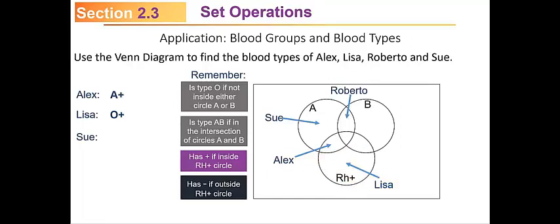Sue is inside the A circle, but not in the overlap. But Sue is not in the Rh positive circle, so Sue is a negative. Sue would be A negative. And finally, Roberto is in the overlap between A and B, so Roberto is an AB, but Roberto is not inside the Rh positive circle, so Roberto would be an AB negative. So you can see how easily this works once you remember those four things in the remember column.